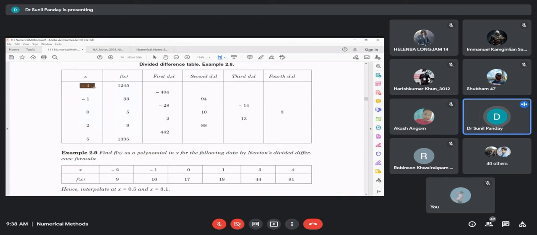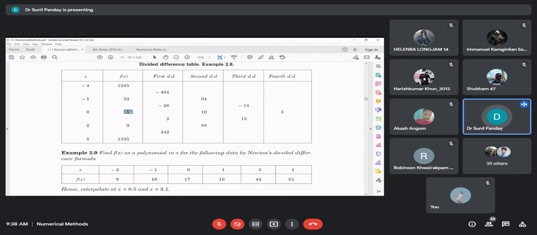And this is x naught, x1, x2, x3, x4. This is f of x naught, f of x1, f of x2, f of x3, f of x4. And then you have to calculate the first order divided difference. If you remember, the formula is 33 minus 1245 divided by minus 1 minus 4, that is 3, and you will get minus 404. This minus this divided by 0 minus 1, you will get minus 28.